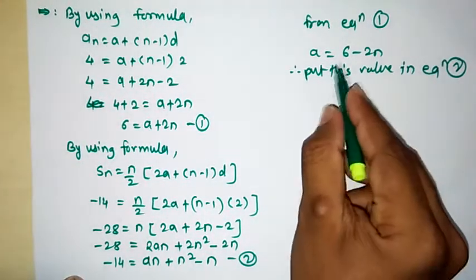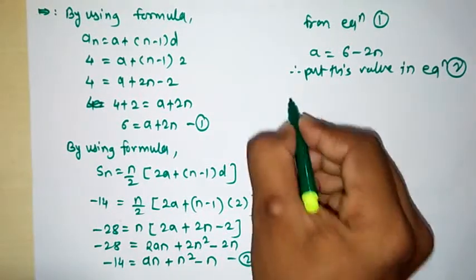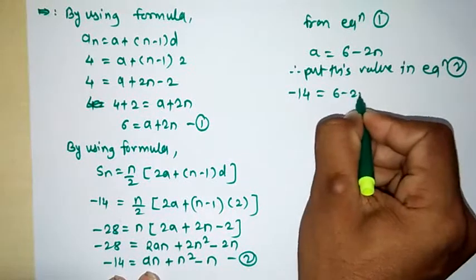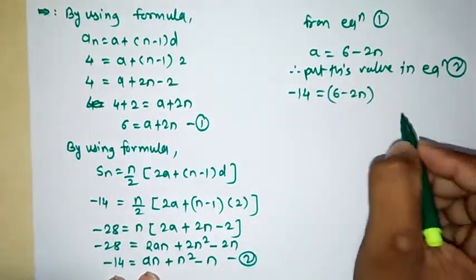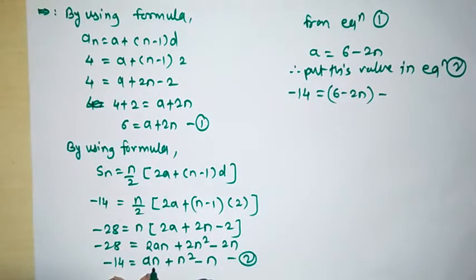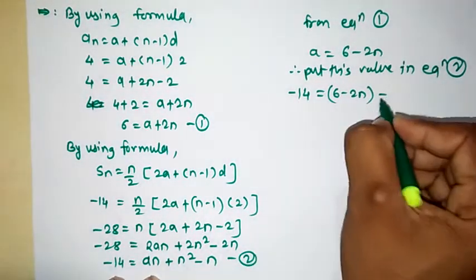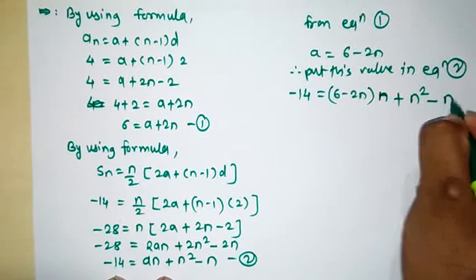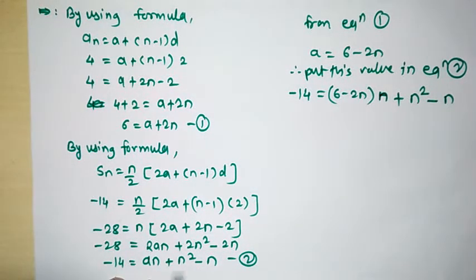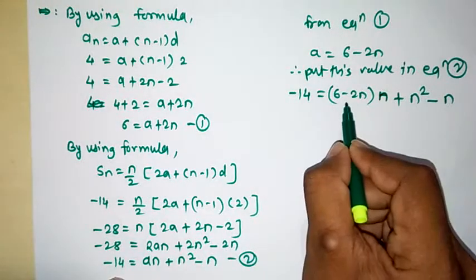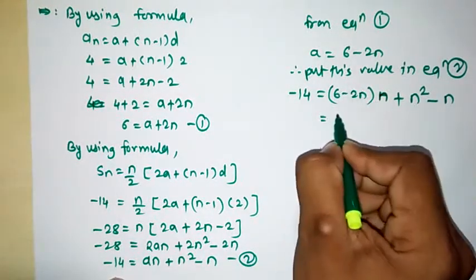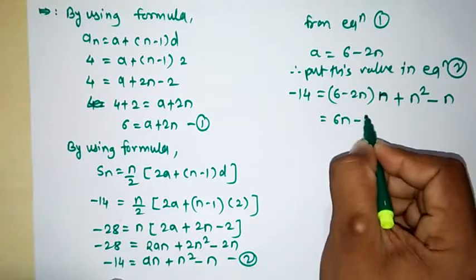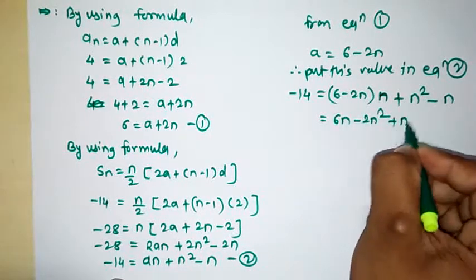We have to put the value of a in equation number 2. Equation 2 is minus 14 is equal to a, and instead of a we have to write 6 minus 2n, into n, plus n square minus n as it is here. See here, this is equation number 2. In equation number 2 we have put the value of a. Now open the bracket. It will become 6 into n, 6n, minus 2 into n, that is minus 2n square, plus n square minus n.